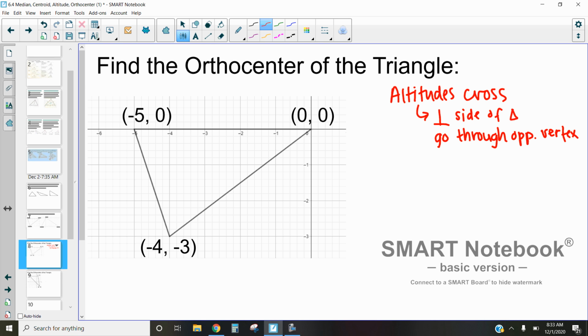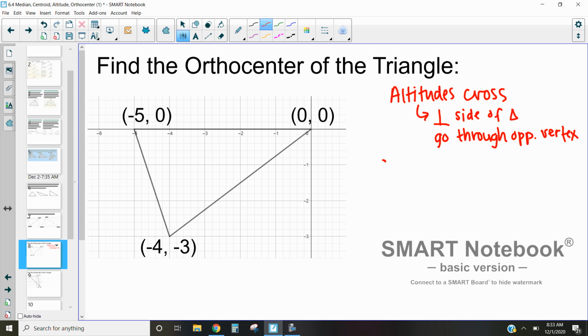Okay, so we want to find all three of the altitudes of this triangle, and where those three lines cross is the orthocenter. So the best thing to do here is to find the slope and the perpendicular slope of each segment, and use that perpendicular slope through the vertex opposite the side to find the line that is also perpendicular. So that's our goal here, to figure out what that line is going to look like.